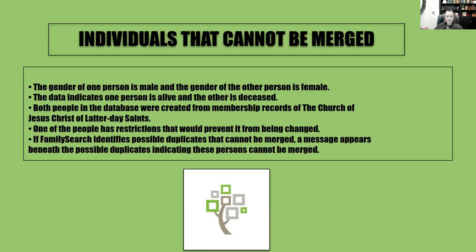The next situation where individuals cannot be merged is when the data indicates one person is alive and the other is deceased. You don't have any ability to do anything if someone's alive unless it's yourself.